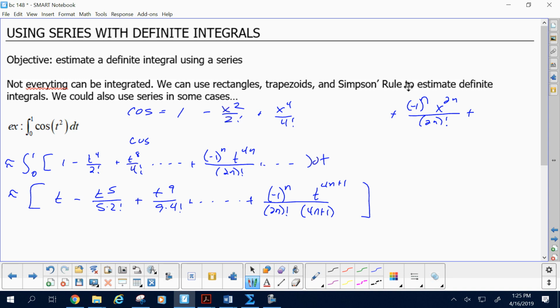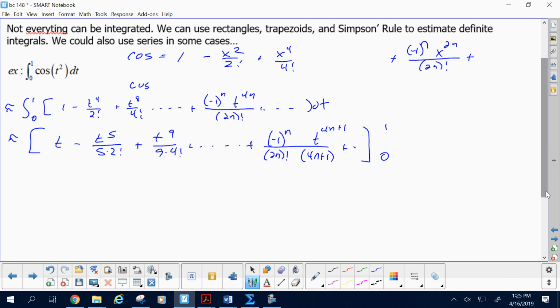From, so on and so on, from 0 to 1. Now, when 0 goes in, because every term has a t in it, that will be a non-issue. So when 1 goes in, it amounts to 1 minus 1 over 5 times 2 factorial plus 1 over 9 times 4 factorial, and so on.